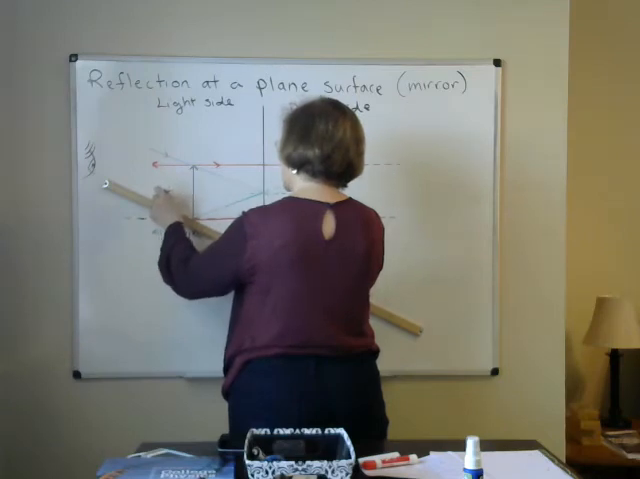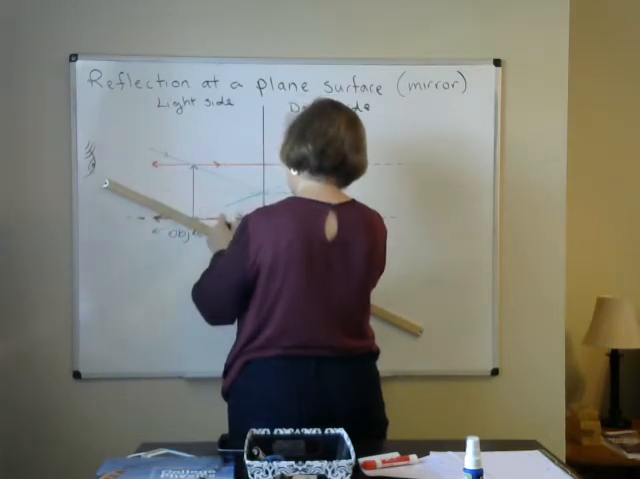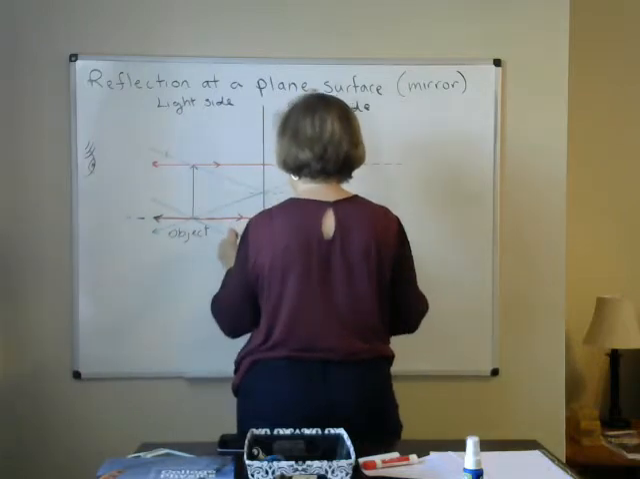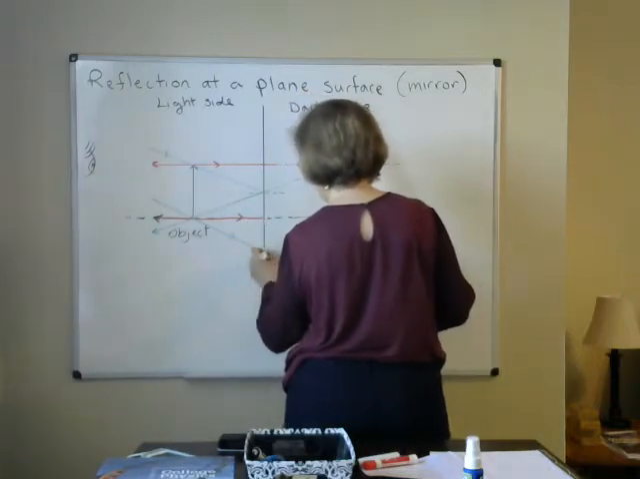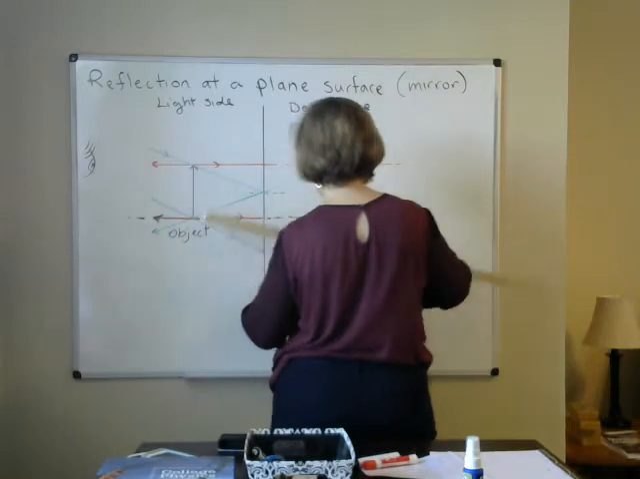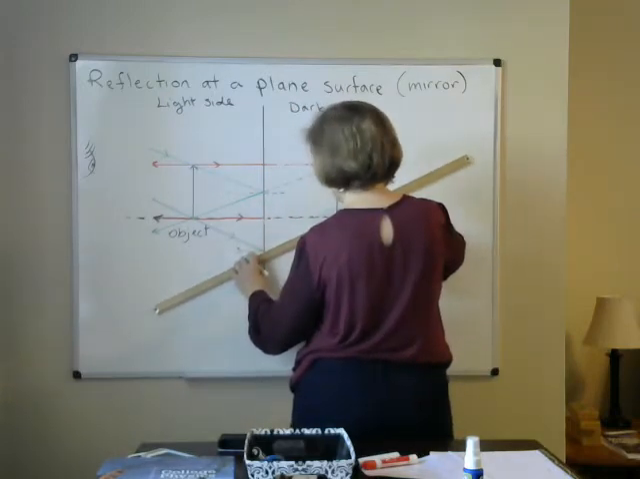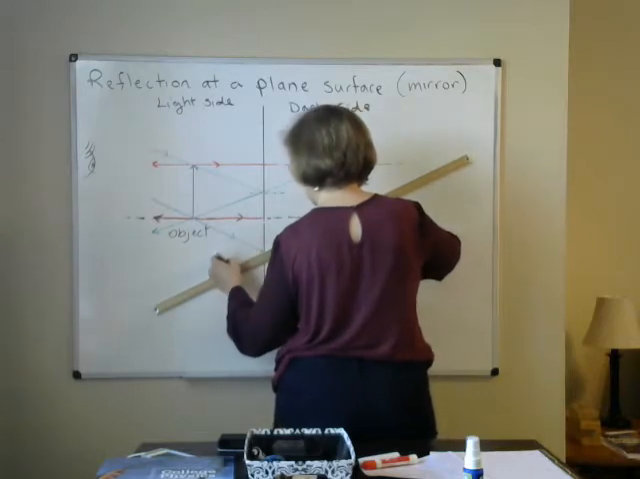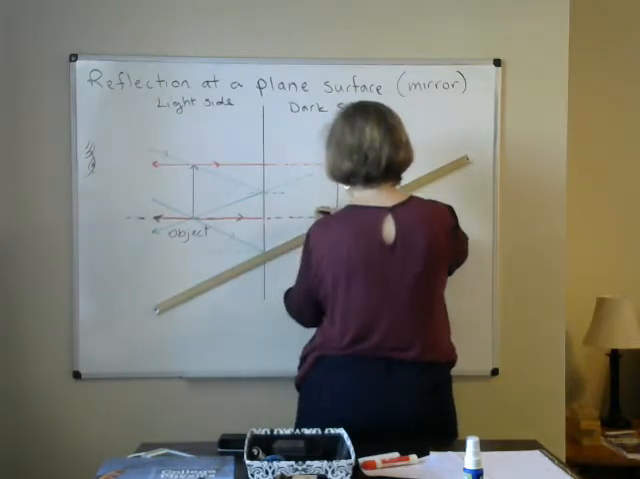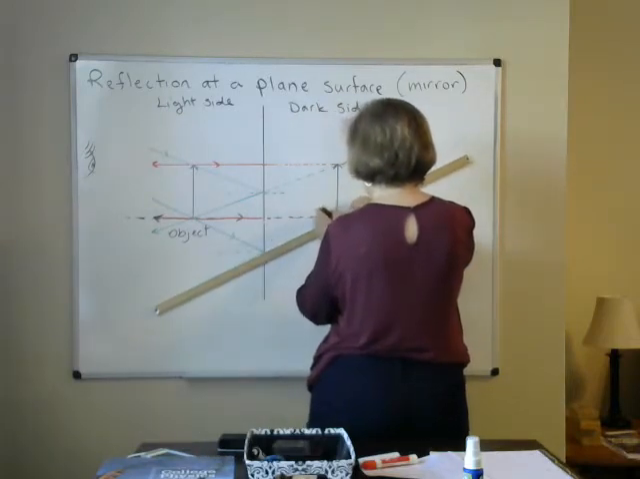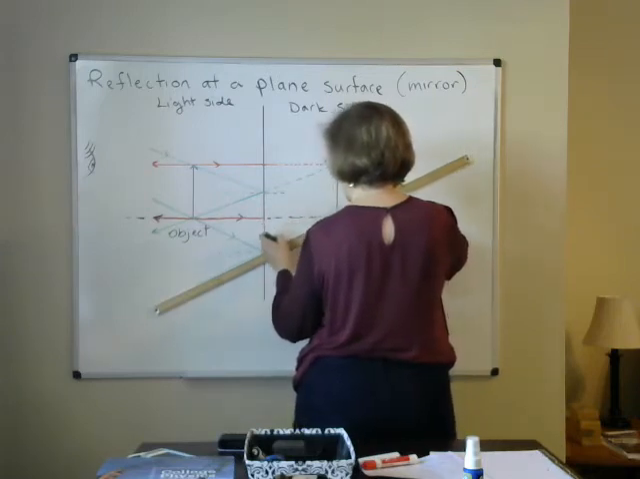In comes this ray, right across the bottom of that arrow. Again, the law of reflection says it will make an equal but opposite angle. And when it does, it goes off like that. But that appears as if it comes from back here.